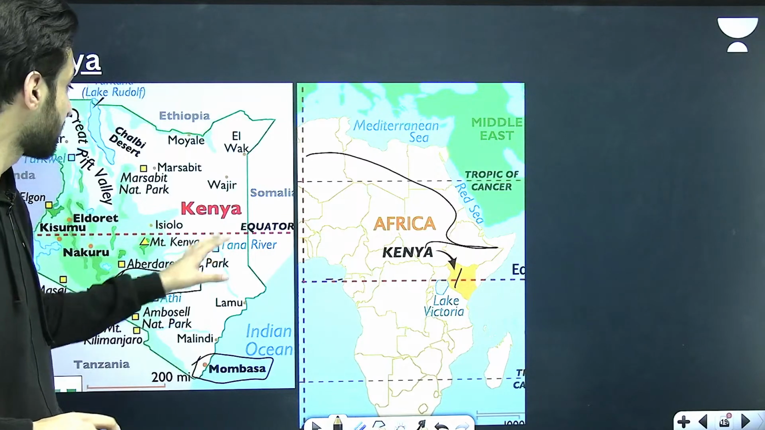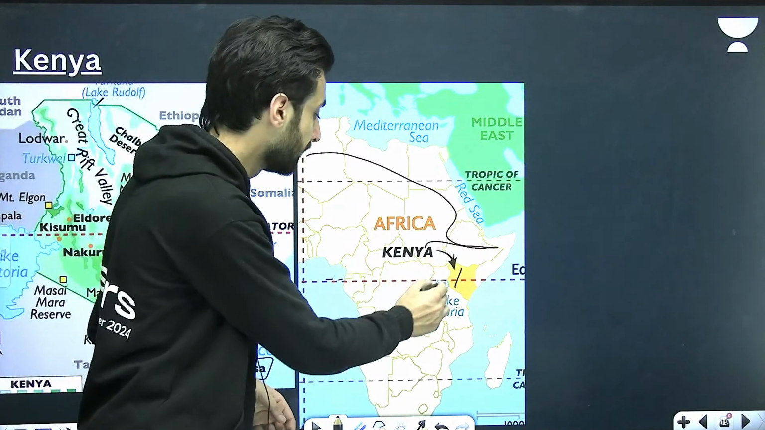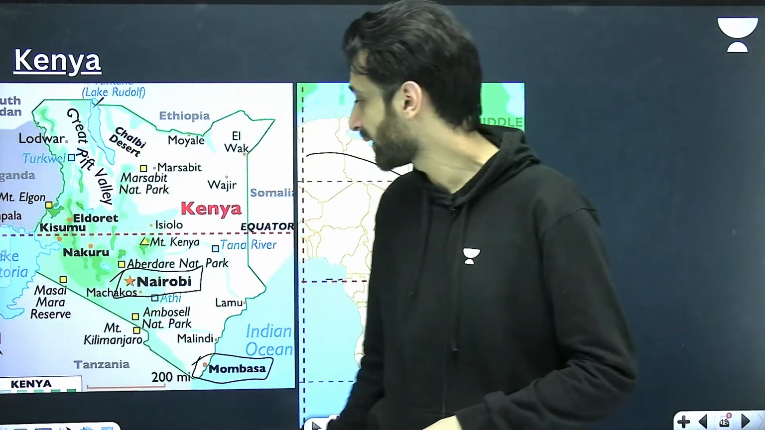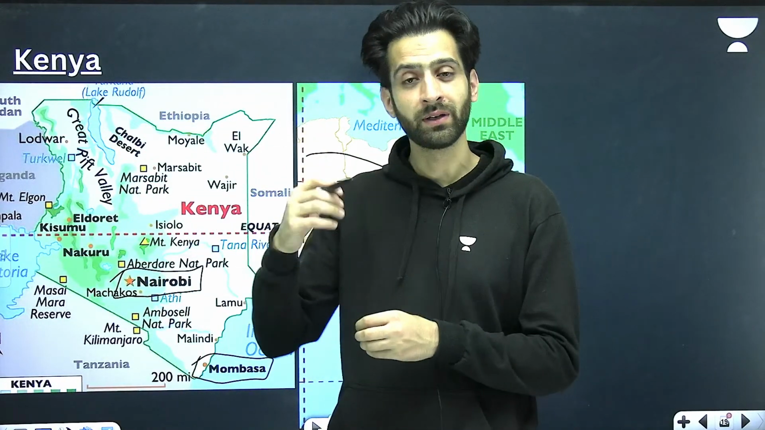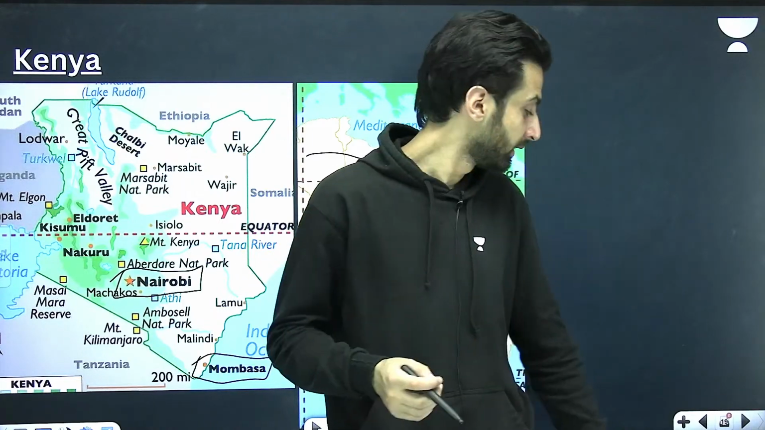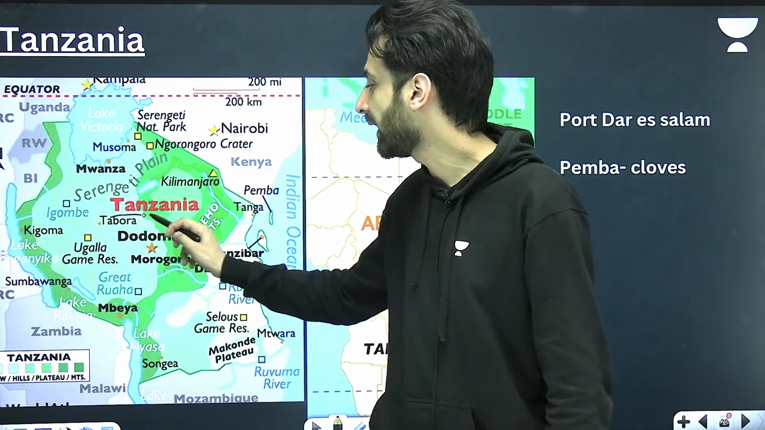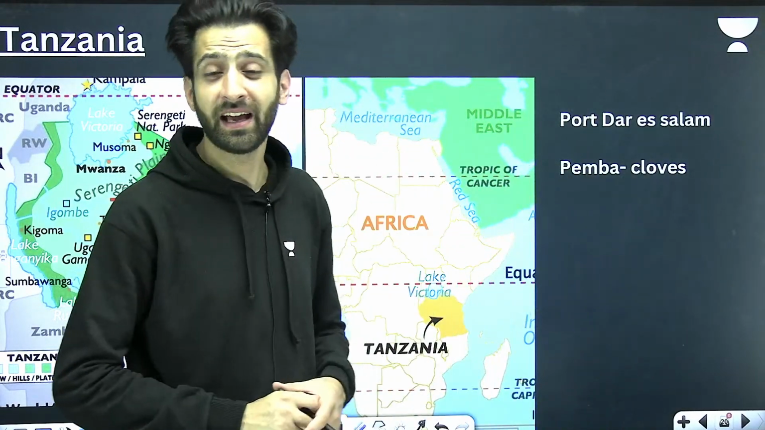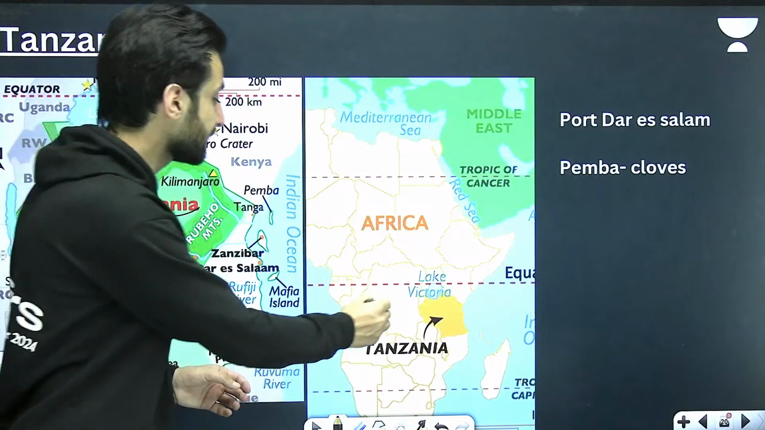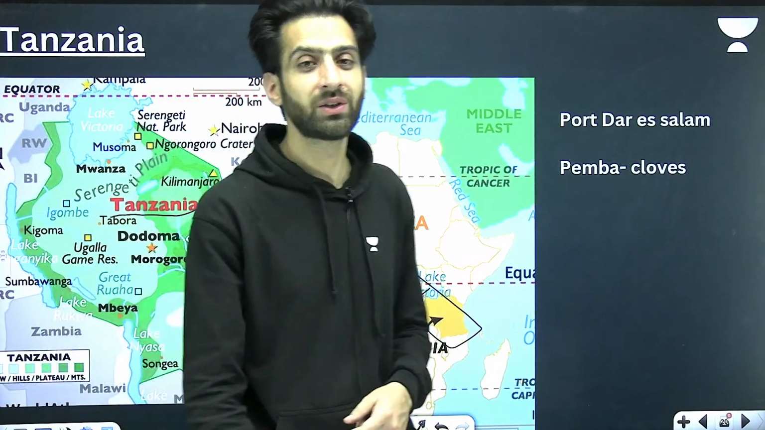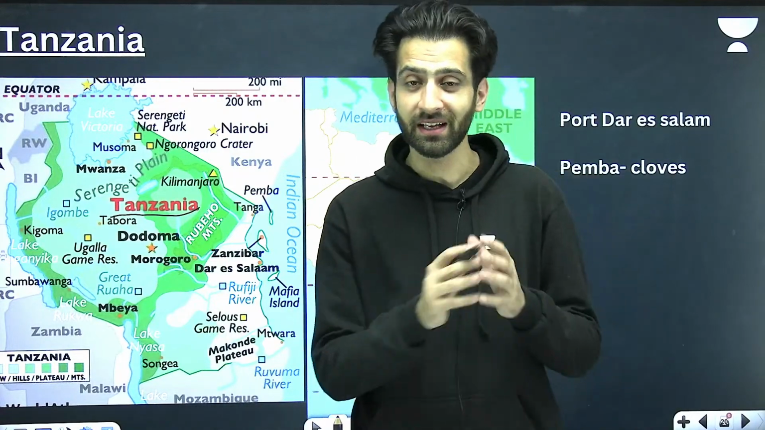Okay, so this is about Kenya. This is the location of Kenya. This is Lake Victoria as well. Kenya is touching Lake Victoria as well. So this we will study when we go through the physical geography part. Going forward, we are going to reach Tanzania. This is the location of Tanzania. This also touches Lake Victoria. Remember the countries that touch the Lake Victoria.